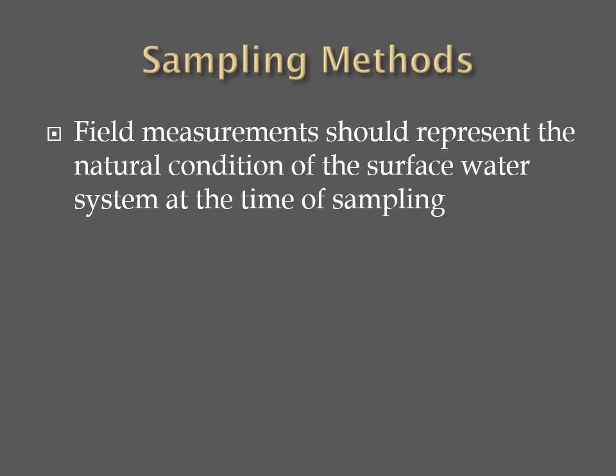So then when we're actually in the field sampling, we have to make sure that our field measurements represent the natural condition of the water system at the time of sampling. And so really what we want to do is think through what we're doing to make sure that our field measurements and our lab measurements are representative of what was happening in the field at that moment.